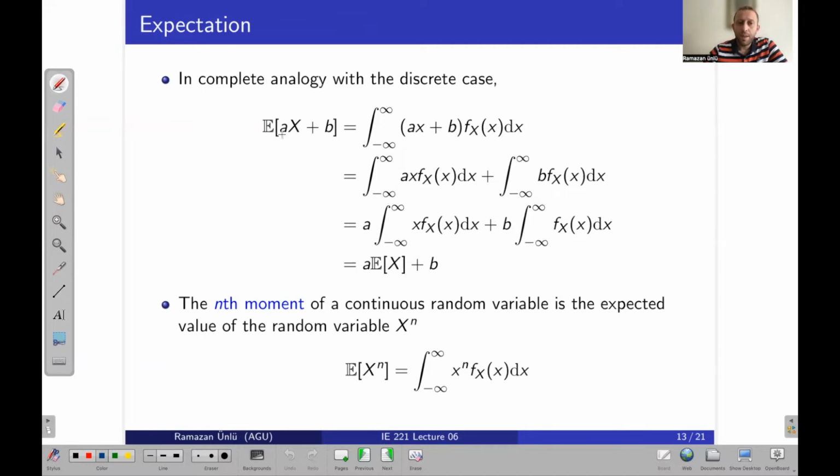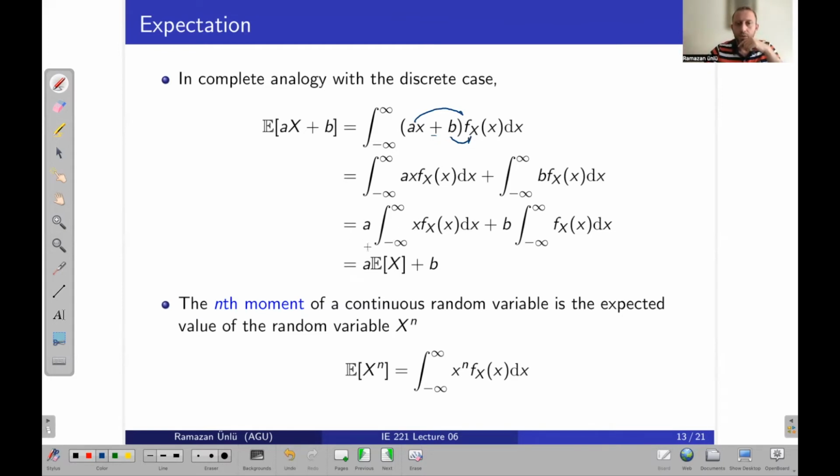So what is the expected value of a times x plus b, which is the integration of a times x plus b times the corresponding PDF, right? Because this is a summation, I can expand this term and write it as two different integrals, which is a times x times f of x plus b times f of x, right? I just multiply these two terms with this one, and I expand that integration.